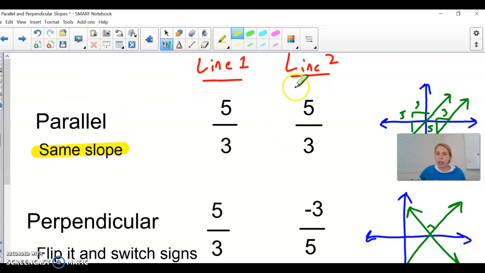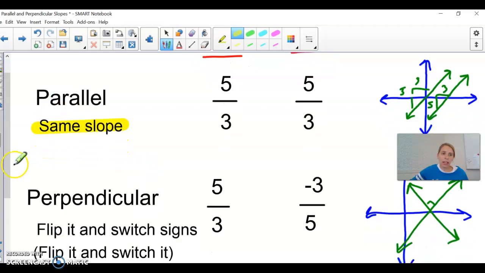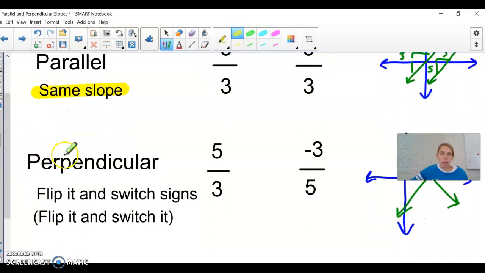So, if you look here, we've got some examples. Line 1, the slope is 5/3. So that also means that if they are parallel, line 2's slope should also be the same thing, 5/3. Now the opposite of that is perpendicular. So perpendicular, you flip it and switch the signs.